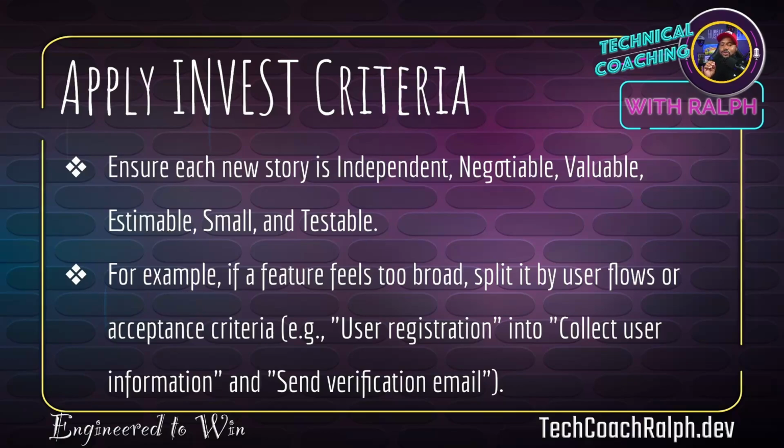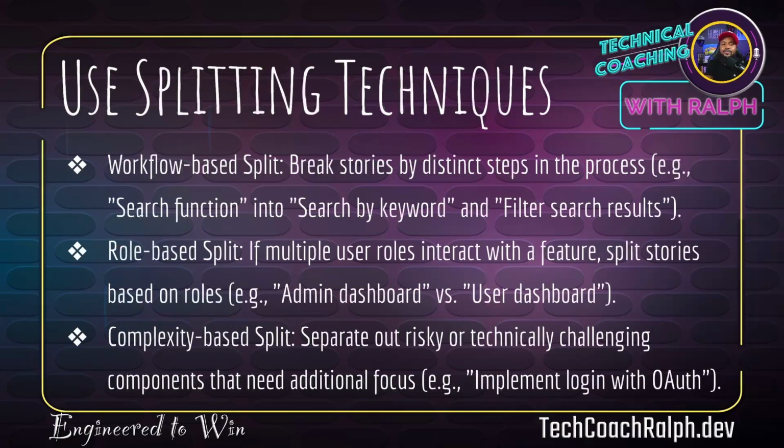For example, user registration into collect user information and send verification email, right? That's a great example. And then lastly, use splitting techniques. So some different splitting techniques. Workflow-based splits break stories into distinct steps in the process. For example, search function, search by keyword, and filter search results. You can split stories by role. If multiple user roles interact with a feature, split stories based on the role. So admin dashboard, user dashboard.